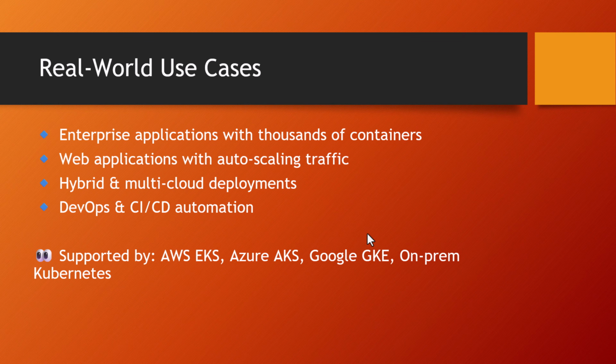DevOps and CI/CD automation. Kubernetes integrates seamlessly with your CI/CD pipeline, enabling automated deployments, rollbacks, and testing. It's a game changer for a DevOps team aiming for faster and more reliable releases. And the best part is Kubernetes is supported everywhere, whether you are using AWS EKS, Azure AKS, Google GKE, or running it on your own infrastructure. Let's move on to the next slide.